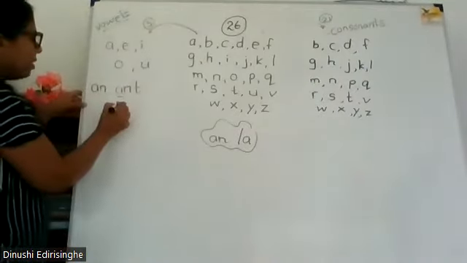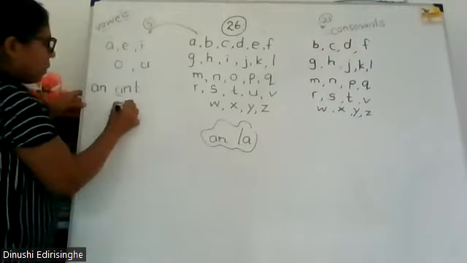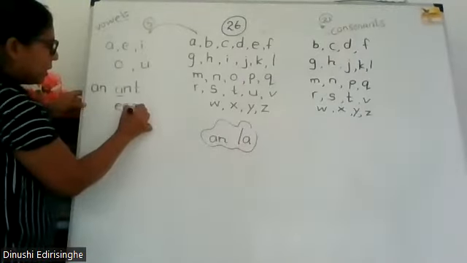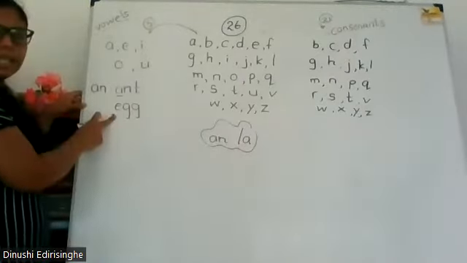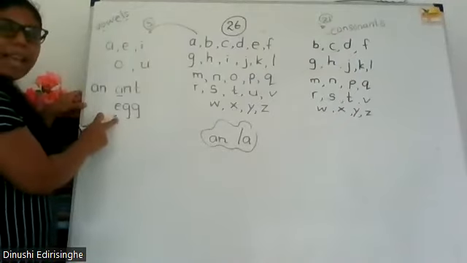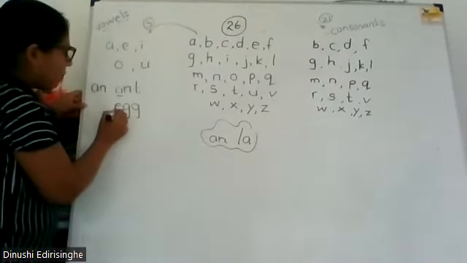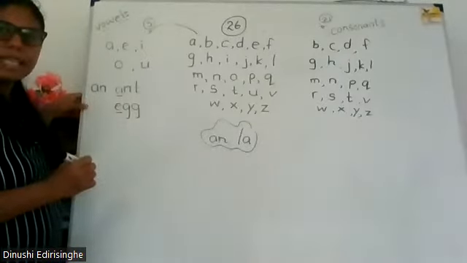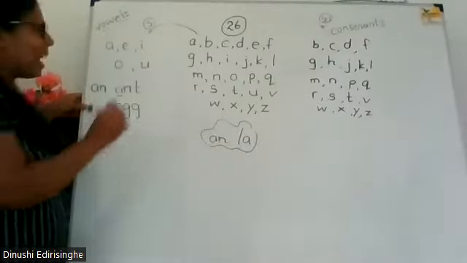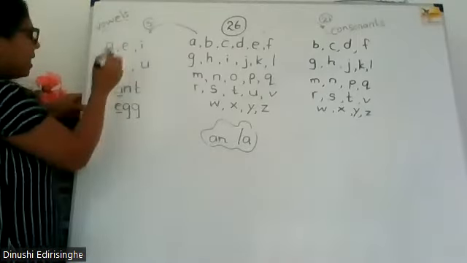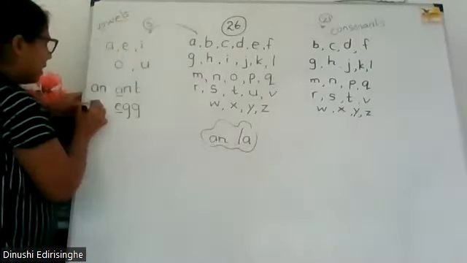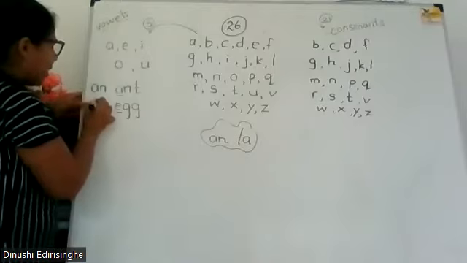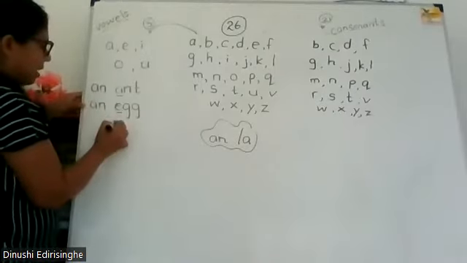Right? Then here, what is this word? Egg. What is the sound of the beginning? What is the beginning letter? A. It is a vowel sound. Then an. Very good. An egg. Right.